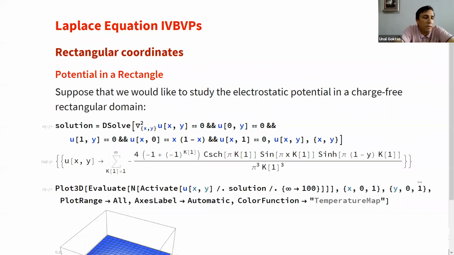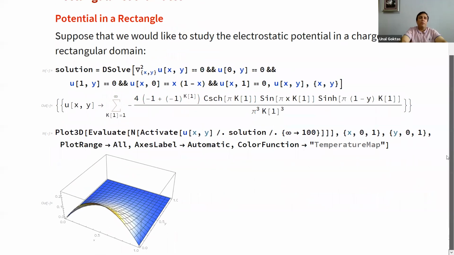Next piece is examples on Laplace problems. Again, starting with rectangular coordinates, we have a potential problem in a rectangle, and the solution is an infinite sum, and the plot will be looking like this here.